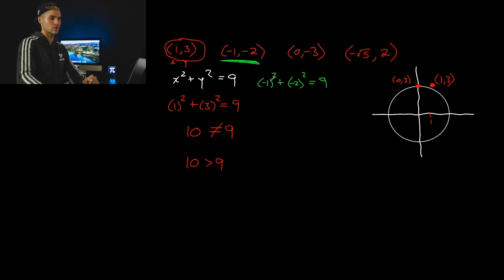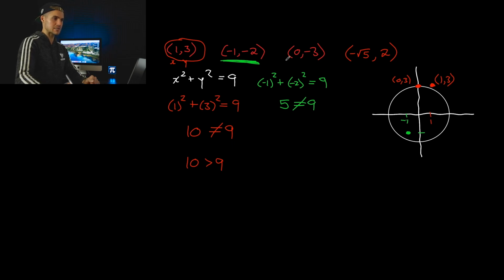Well, -1 squared is 1, -2 squared is 4, so 5. We get 5 here. That definitely doesn't equal 9, and notice that in this case it's less than that right side. So we know this point -1 and -2, so -1 is like over here. -2, let's say, is over here. This point is going to be inside the circle. Okay, moving on to the next one.